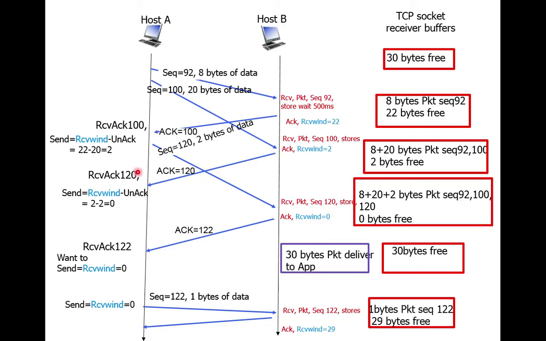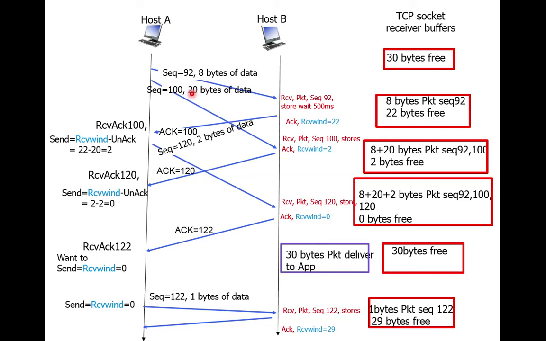Okay, now you can see that acknowledgement 100 is received by host A, and in this acknowledgement there is a receive window of 22, that is, 22 bytes of free space is available. Now you can note that host A has sent another packet with the sequence number 100, and this packet is not acknowledged.